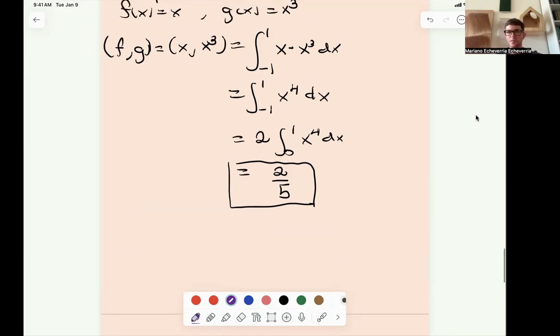But the point of this example, because we had to start somewhere, is just to show you that it literally produces a number, in the same way in which the dot product between vectors produces a number.